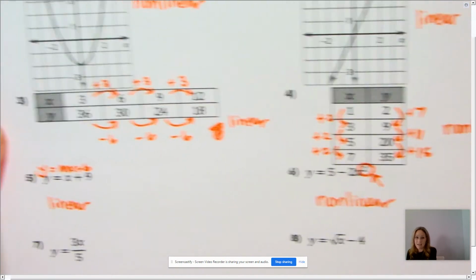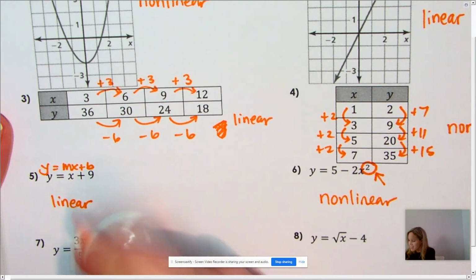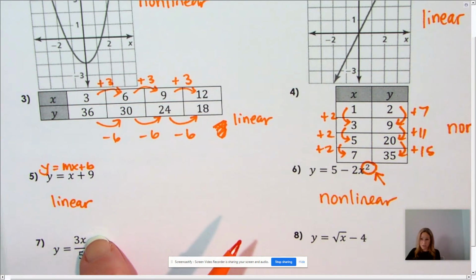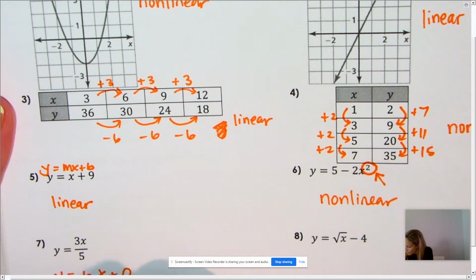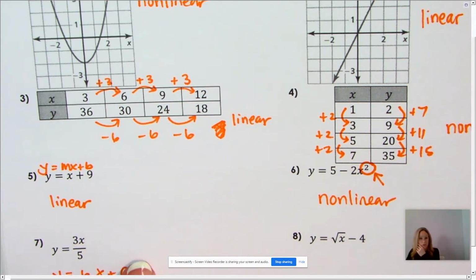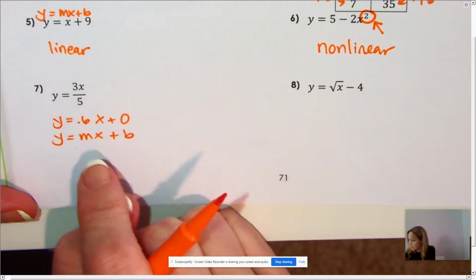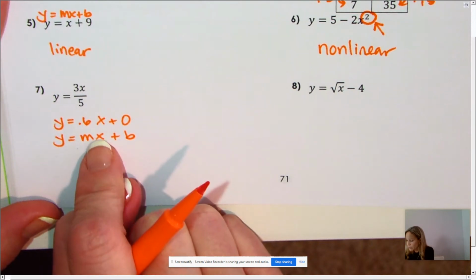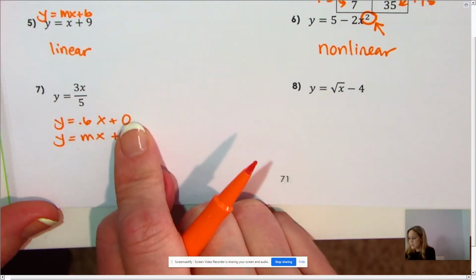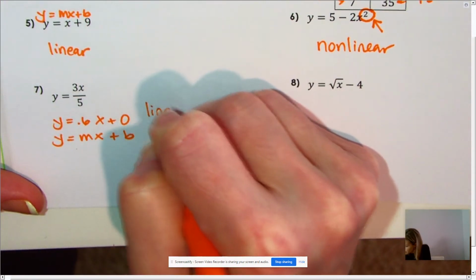Okay, question number 7 is linear. So even though it's got this funky fraction, the x is in the top of the fraction, which is fine. So I could rewrite this as y equals 0.6x plus 0. So that is in the form y equals mx plus b. It doesn't matter if b is 0. It doesn't matter if m is a fraction or a decimal. I have a plain old x, something being multiplied, and it doesn't matter what we're adding to the end there. So yes, this one would be linear.